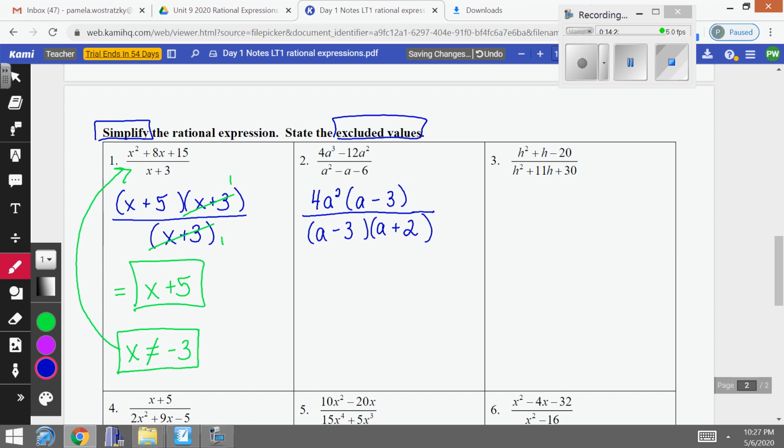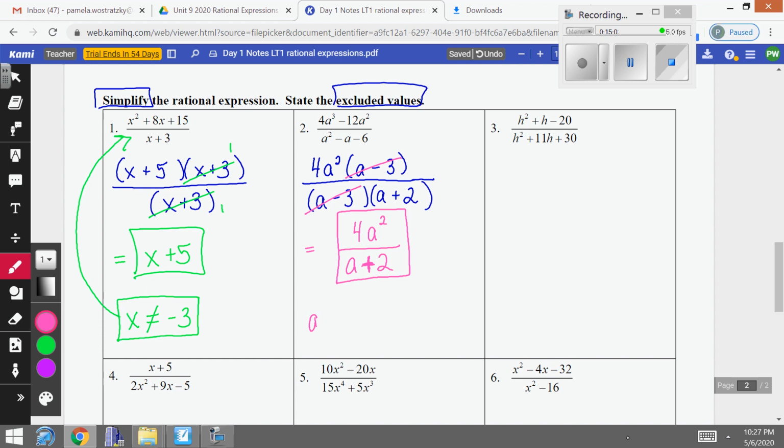So now again we look and see what can cancel here. So a minus 3, those can reduce right here. That leaves me with a 4a squared in the numerator and an a plus 2 in the denominator. Now, can I reduce the 4 and the 2? I hope you answered no, because this is the sum right here. If it were a times 2 in the denominator, then you could reduce it. But because it's an a plus 2, you cannot simplify any more.